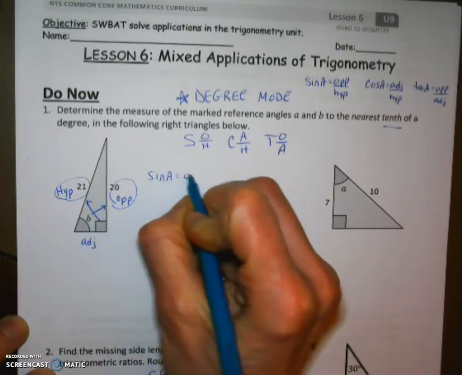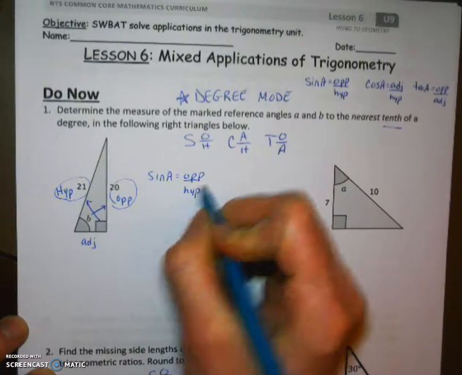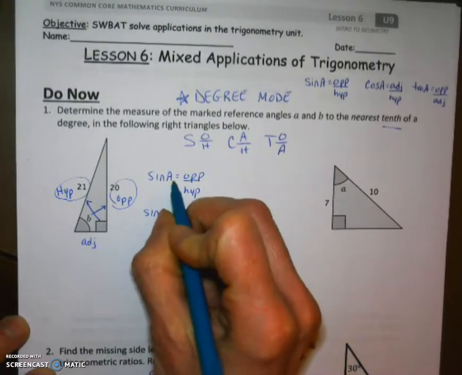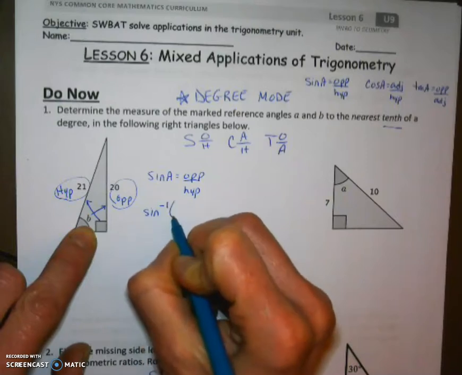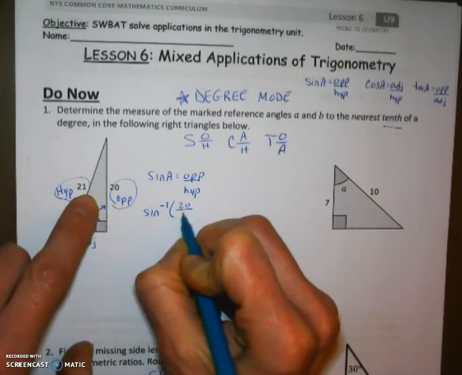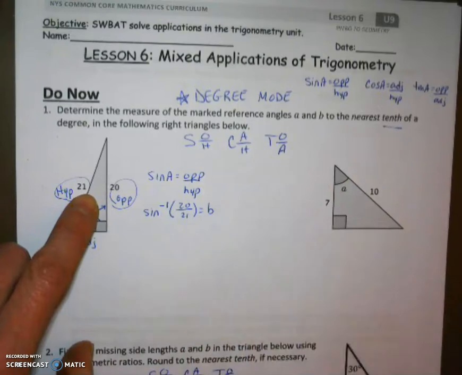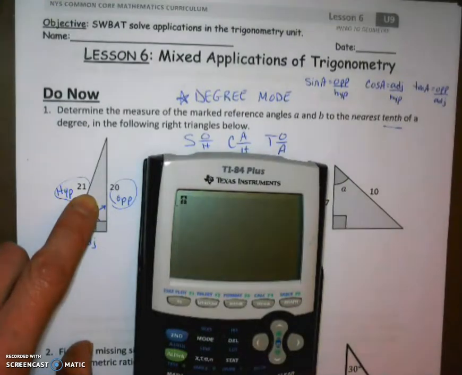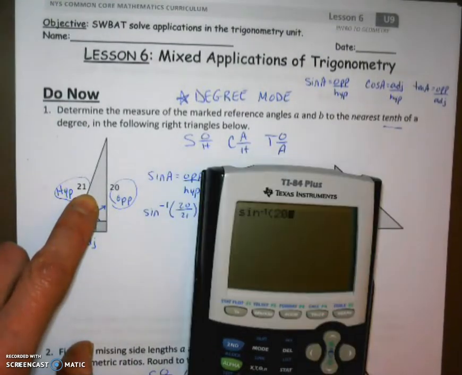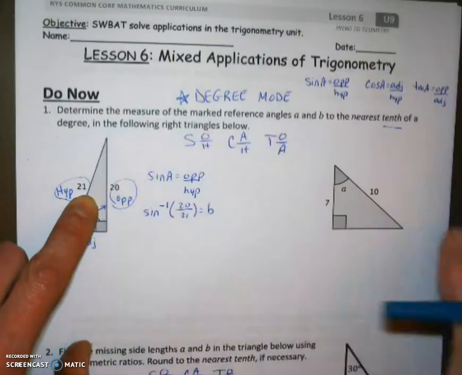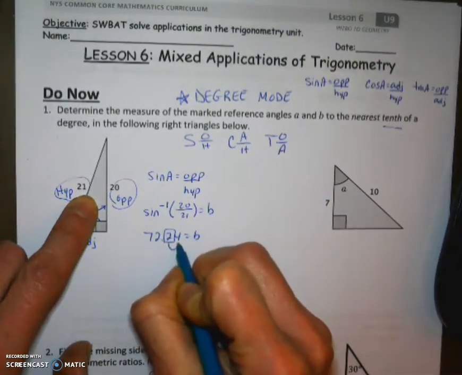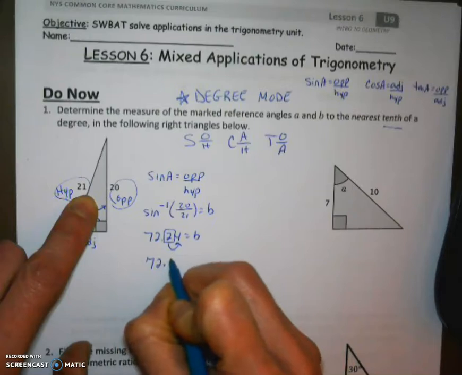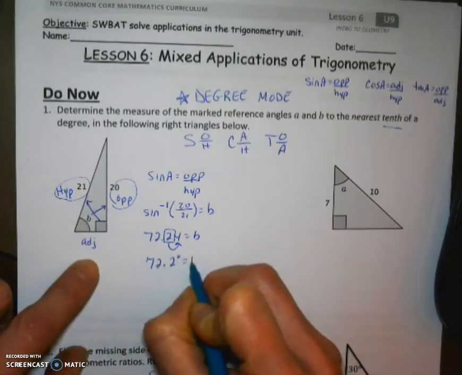So I like to start with my formula, and then I fill in what I have. The sine of the angle, well, in this case I don't have the angle, so I need to use the inverse function. So sine to the negative 1 is equal to the opposite length divided by the hypotenuse length, and that's going to equal my angle of B. So in my calculator, I do second sine, and then I'm going to do 20 divided by 21, and I'm going to get my answer of 72.24. 72.24 equals B. So remember, we're rounding to the tenth, so I'm going to look at the next number. Since it's less than 5, my final answer is 72.2 degrees.